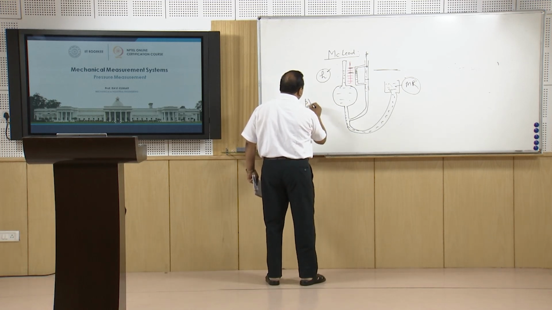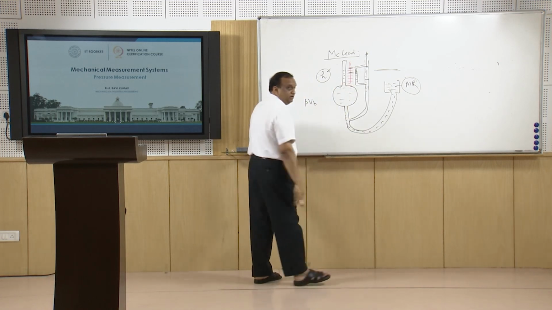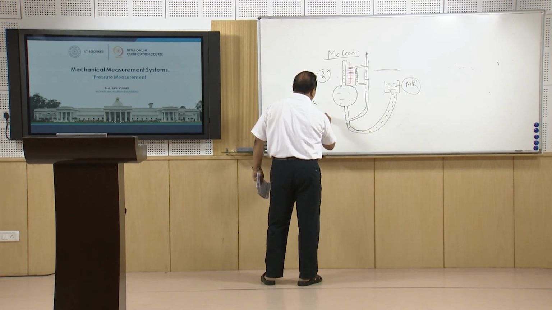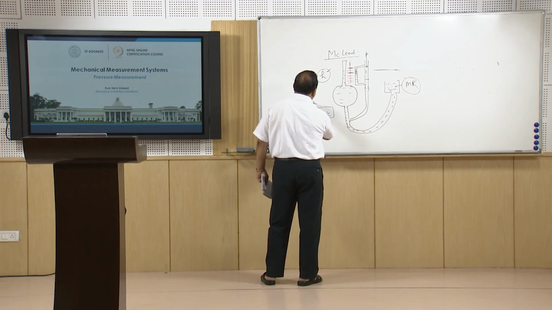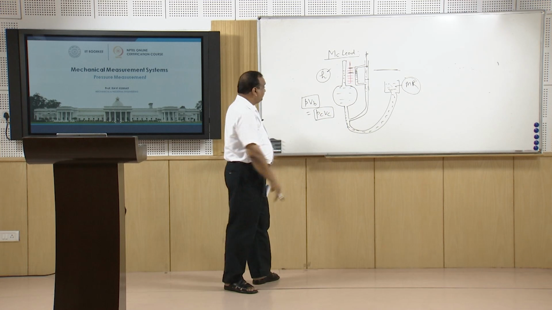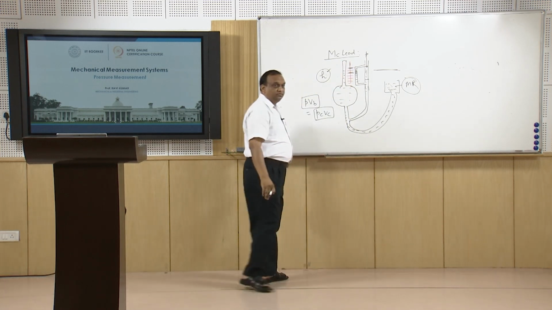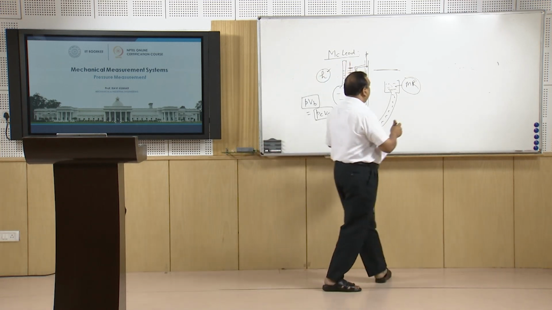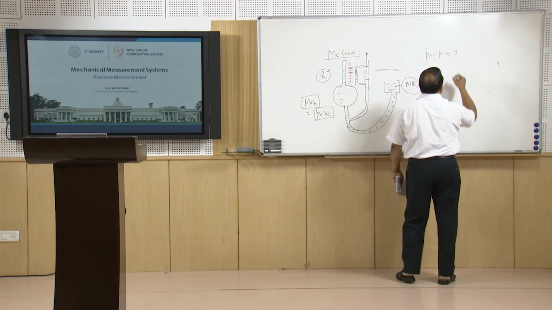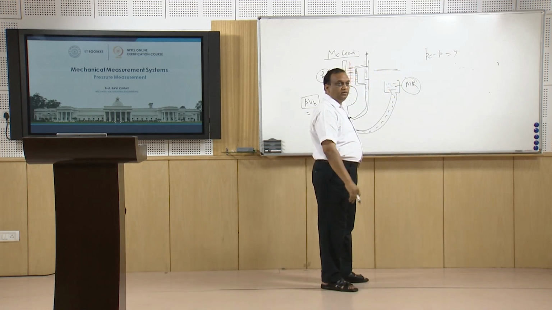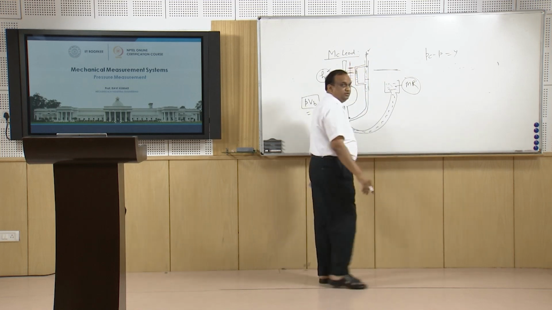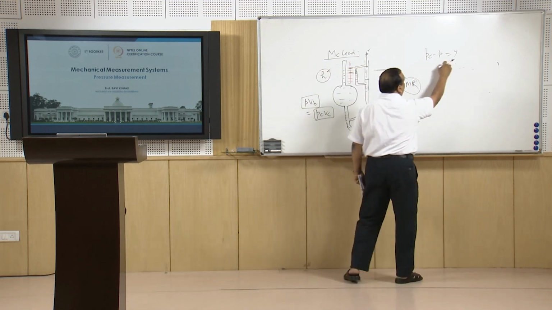So P into the volume of the bulb, which is quite large, is equal to PC VC, the pressure and volume of the capillary. So the first is the initial volume and the last is the final volume. We have equated them, and the pressure in the capillary minus P is equal to Y. P is this pressure, so final pressure minus initial pressure is Y.